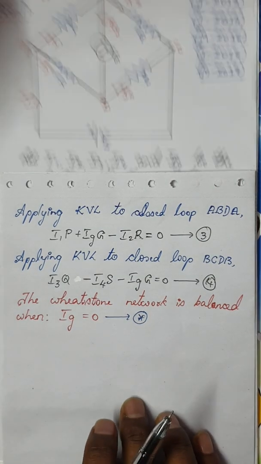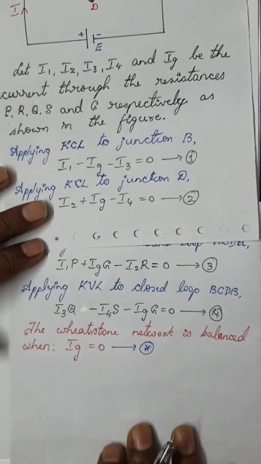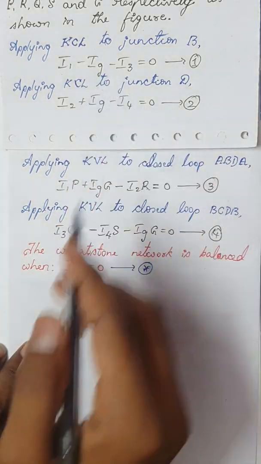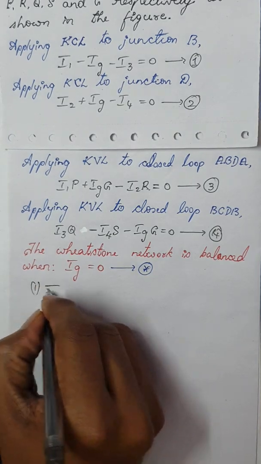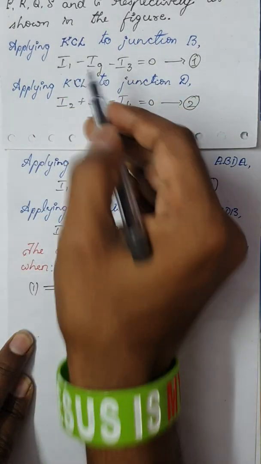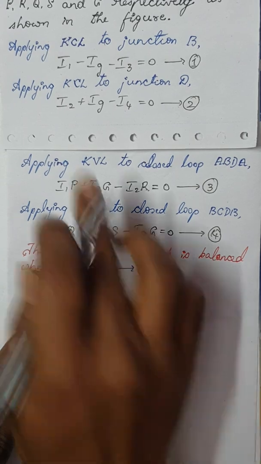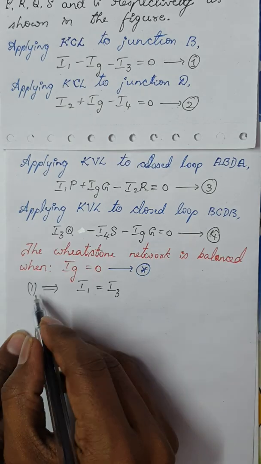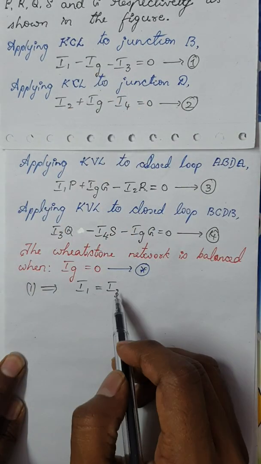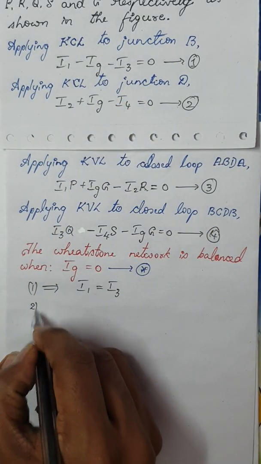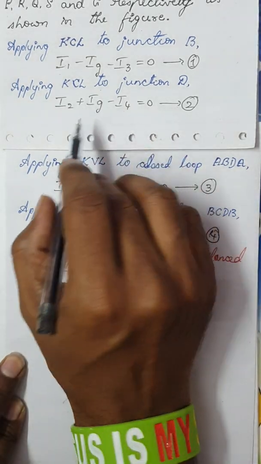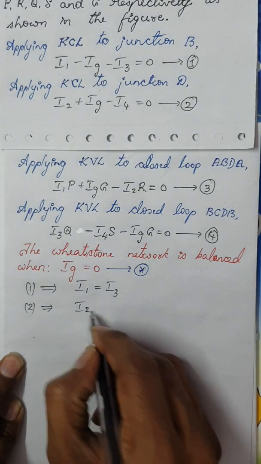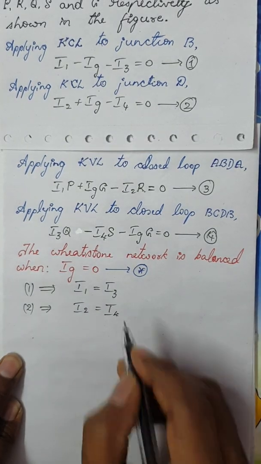Now I don't want the derivation, let us take the equations. Because Ig is equal to 0, from equation 1, what happens? Ig is equal to 0, so we get I1 is equal to I3. Similarly, from equation 2 we get I2 is equal to I4, once again because Ig is equal to 0. It's quite easily understandable. Is it clear?